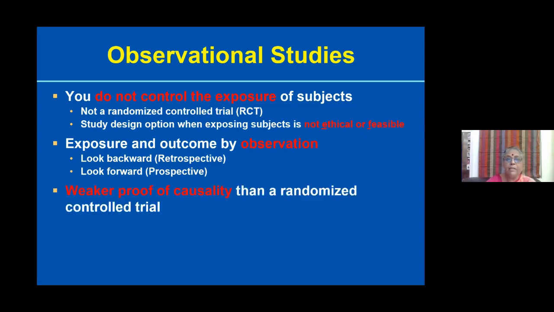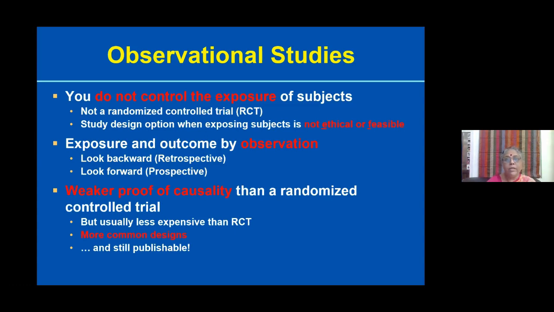But it provides a weaker proof for causality when compared to a randomized controlled trial. But usually it is less expensive, and this is the most common design. Observational studies are the most commonly published study designs. And yes, as I told you earlier, it is publishable also.